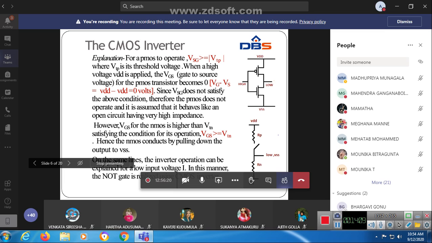So because of that condition, the NMOS transistor will be off and the PMOS will be on. It creates a conducting path from VDD to the output, and the NMOS transistor breaks the connection between VSS and the output. So the output is high because we gave a low input signal.